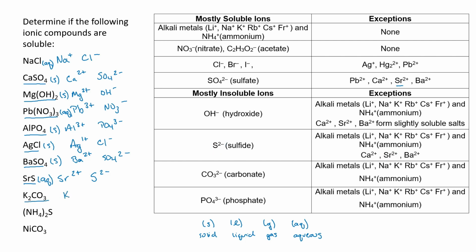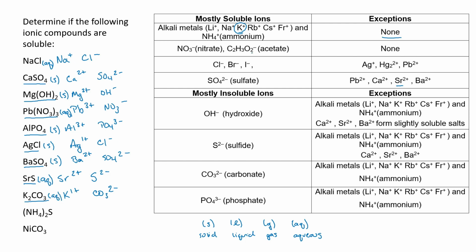Potassium carbonate. So I have potassium as my cation and carbonate as my anion. Let's see what I've got. I do have a rule for potassium. It is a mostly soluble salt. Let's see if there are any exceptions. There are no exceptions. So this is automatically a soluble salt. So I can put an AQ here.